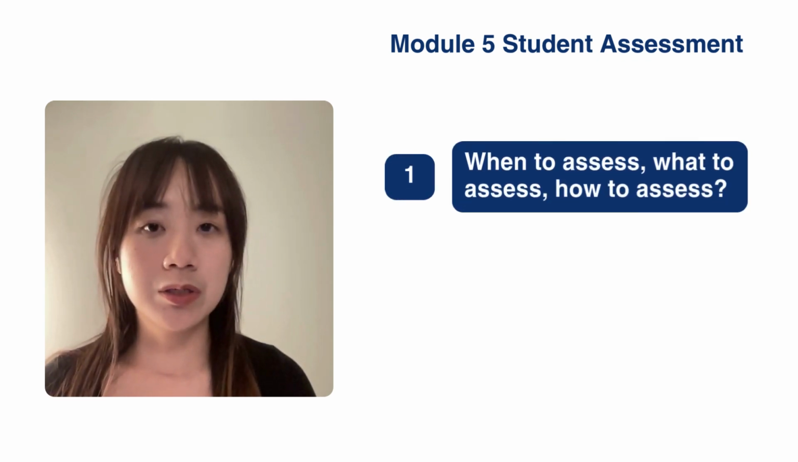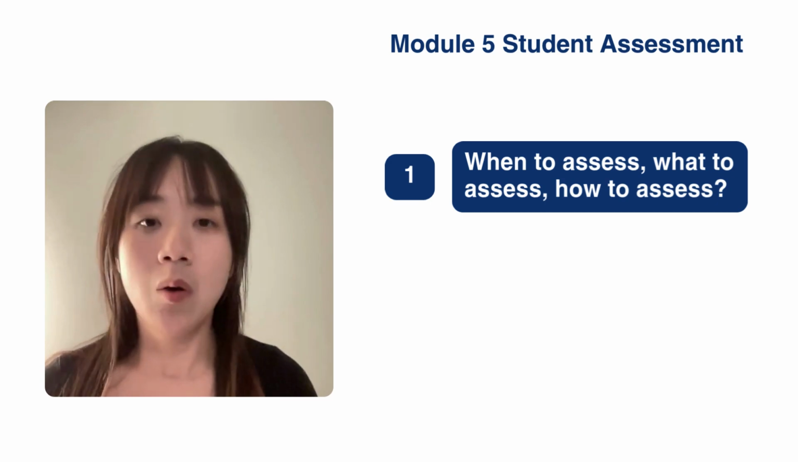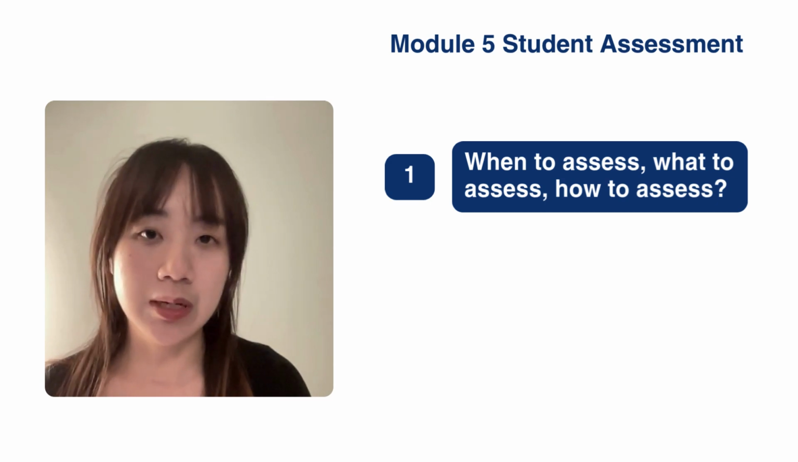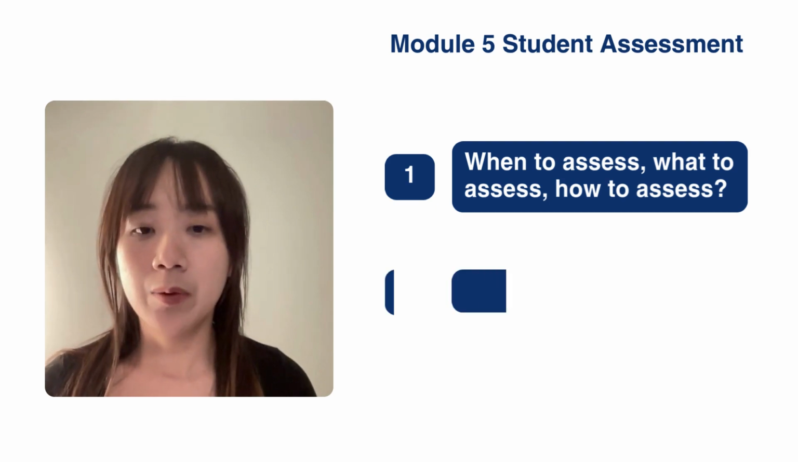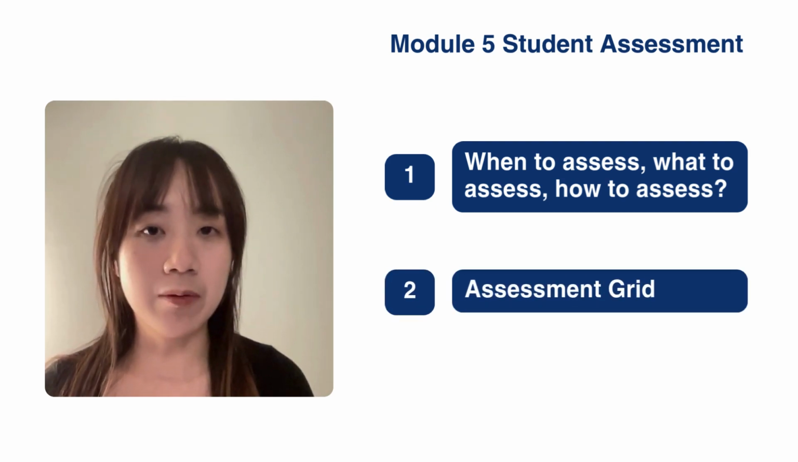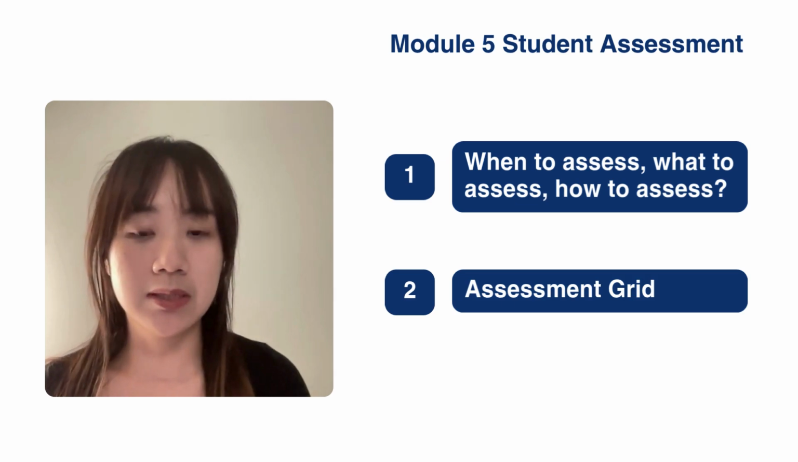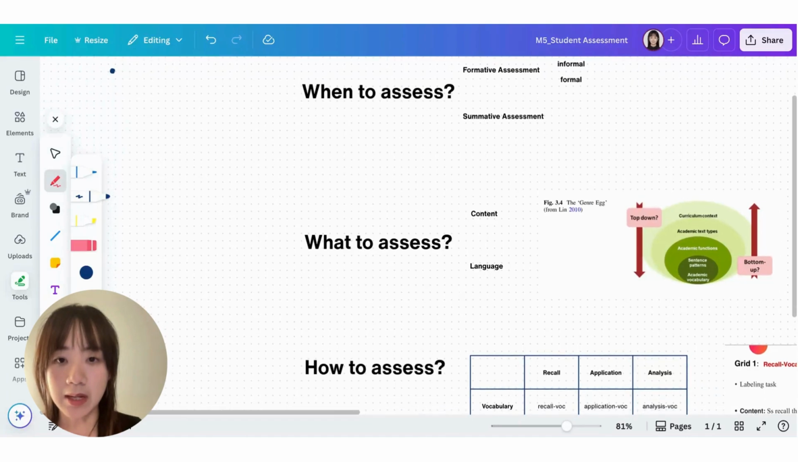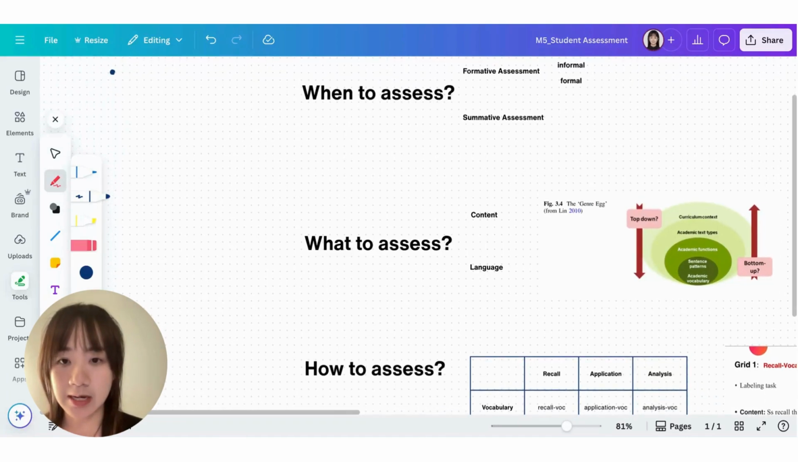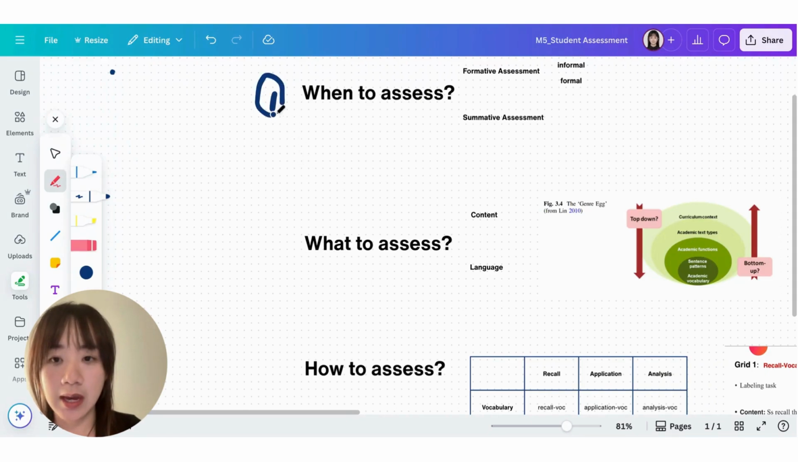First, we are going to talk about when to assess, what to assess, and how to assess students. And the second part, we are going to talk about a very strong tool called Assessment Grid to help us organize our assessment. So now let's talk about the first part in this lecture video, those three questions: when to assess students, what to assess students, and also how can we assess students.